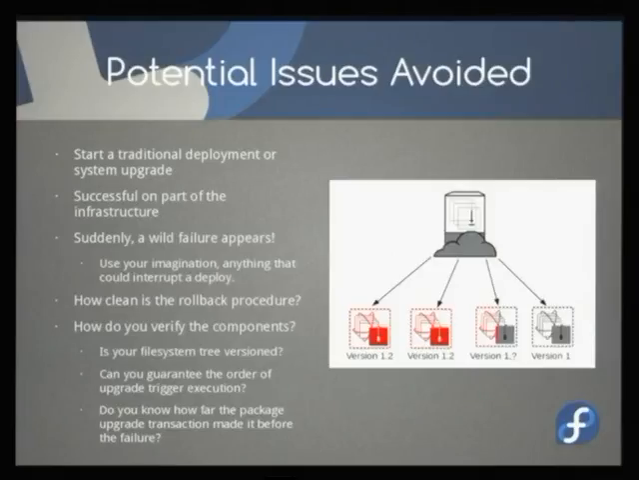How clean is your rollback procedure? How do you verify your components? How do you know what state your file system is in? How do you know what state your kernel is in? Let's say that the power cable got kicked out in the middle of the kernel update. Let's say for some reason it's generating initramfs, your changes are in grub, but you haven't finished the init build, the dracut run, and you don't reboot.